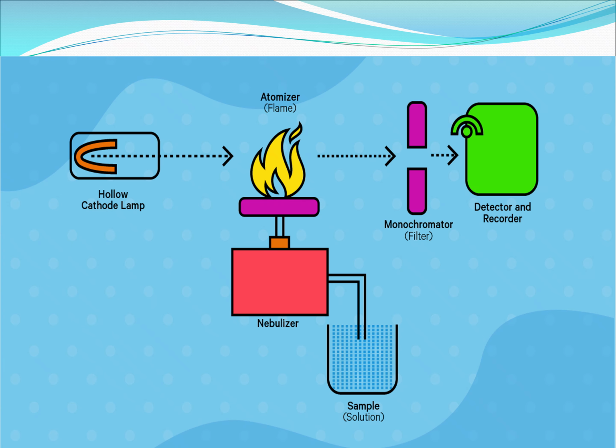So here we have shown the figure once again. This is the hollow cathode lamp, and from the lamp, radiation is produced, and it comes into the atomized metal, and we get the transmitted light, which comes into the monochromator and is ultimately detected by the detector and recorder.